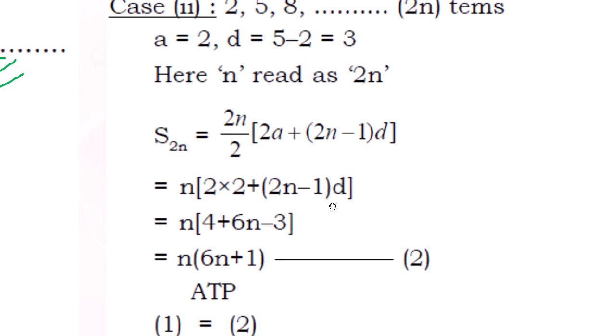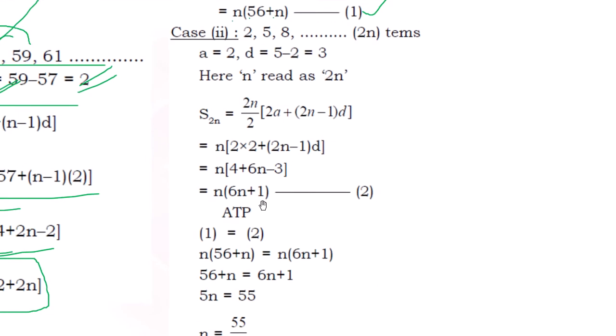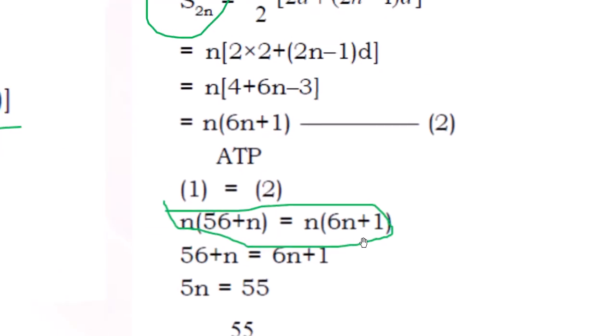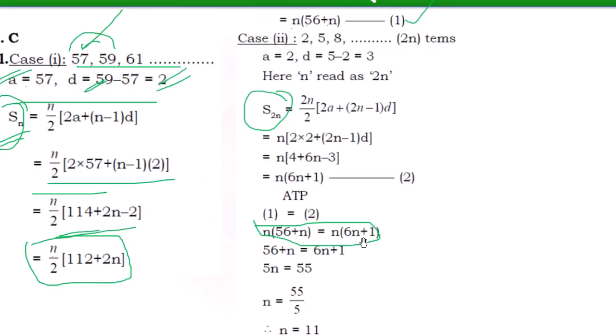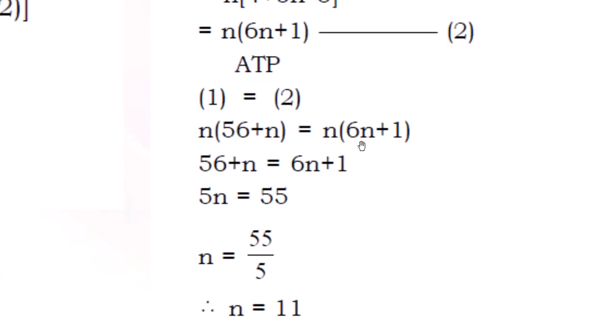here d value how much? 3. 3 into 2n, 6n. 3 into 1, 3. 4 minus 3 equal to plus 1. N into 6n plus 1. But according to data, sum of n terms equal to sum of 2n terms. So these two values are equal.